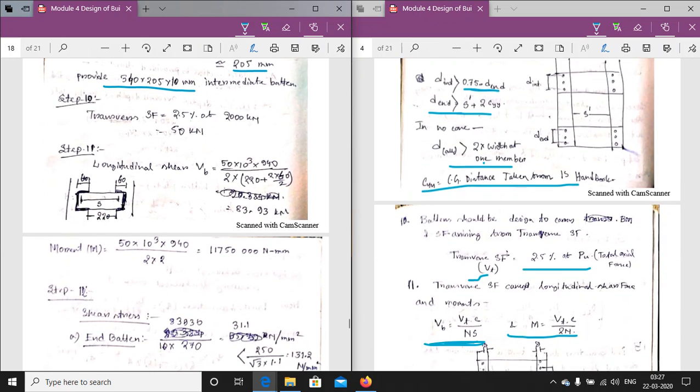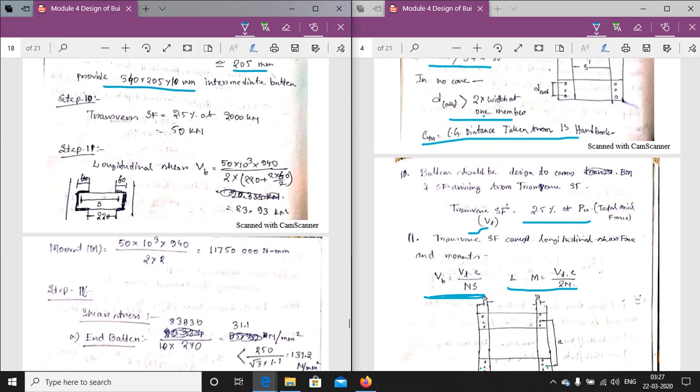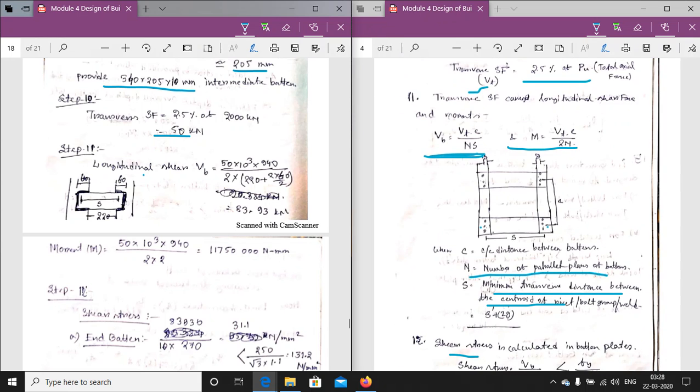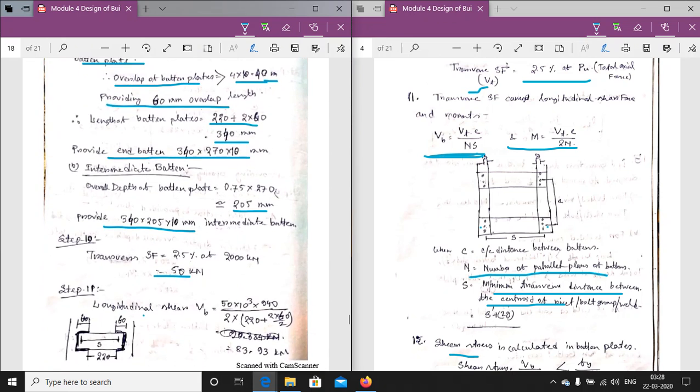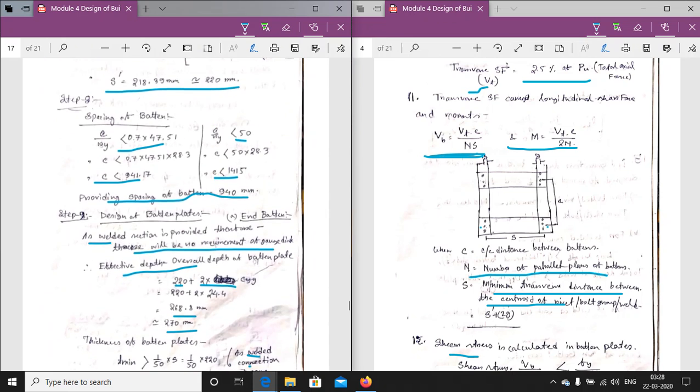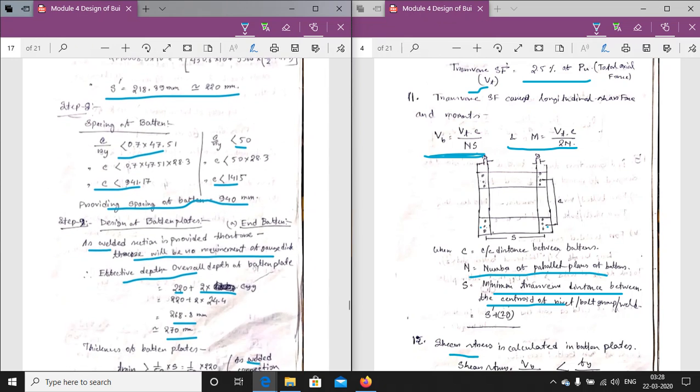What is step 10? Step 10 is that the batten would be designed to carry a bending moment and shear force arising from the transverse shear force. Transverse shear force is 2.5% of the PU, so the transverse shear force is 50 kN. So longitudinal shear VV is equal to VT into C by N. C is the spacing of the batten plate. The spacing of the batten plates we have calculated is equal to 940. So VT is equal to 50, and 940 is the spacing of the batten plate that we have calculated.